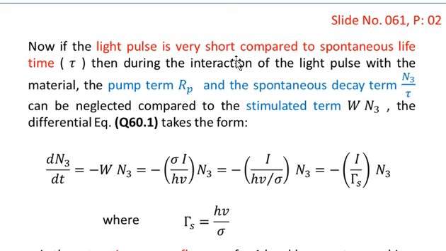Now if the light pulse is very short compared with the spontaneous lifetime tau, then during the interaction of the light pulse with the material, the pump rate Rp and the spontaneous decay rate N3 over tau can be neglected compared to the stimulated term W N3, and the differential equation number 60.1 takes the form dN3 over dt is equal to minus W times N3. So here we have neglected the two terms, the Rp term, that is the pump rate term, and the spontaneous emission term, which is N3 over tau.